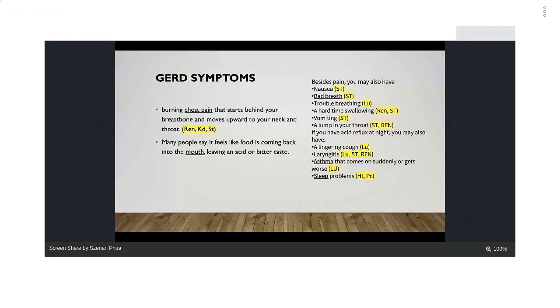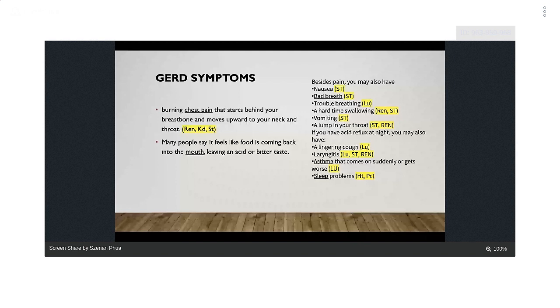So nausea, what organ is related to it? Stomach, right? Bad breath, stomach. Trouble breathing, then the trouble breathing will be lung, right? A hard time swallowing. Swallowing is in the throat. The main areas in the throat, there will be run meridian and stomach meridian most of the time, okay? Vomiting. So vomiting is the stomach organ, right? Alarm in your throat, the stomach and run meridian, okay?